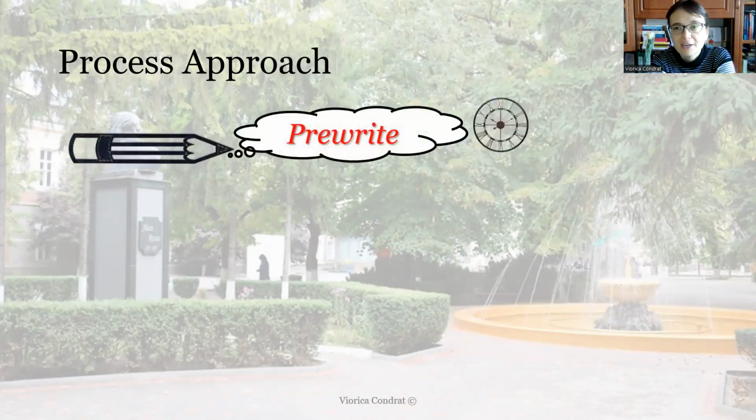So there are 5 stages. The first one is the pre-writing stage. So this is also known as the brainstorming stage. This is when you should generate as many ideas as possible. Whatever ideas come to your mind related to that topic, put it down.